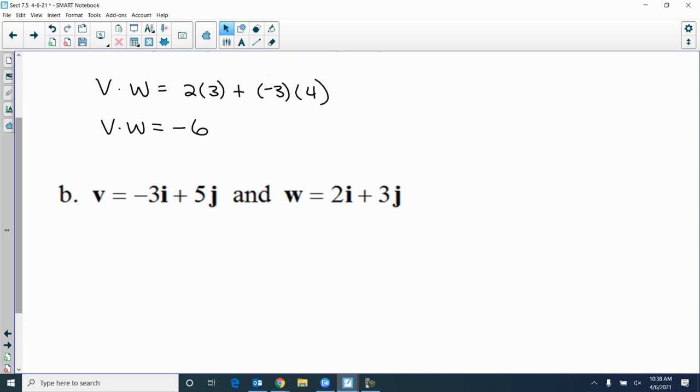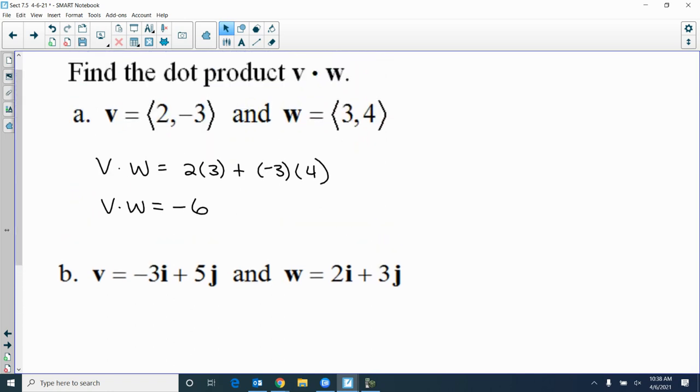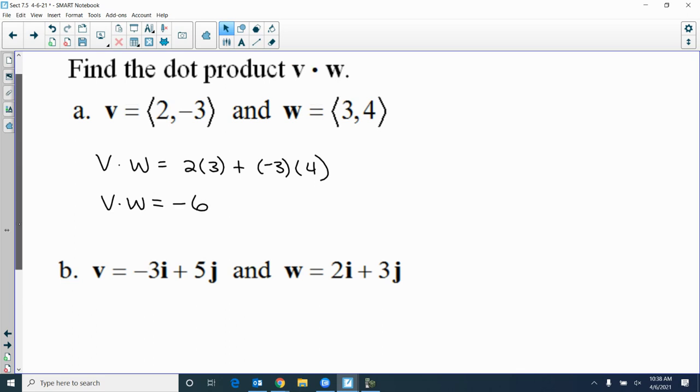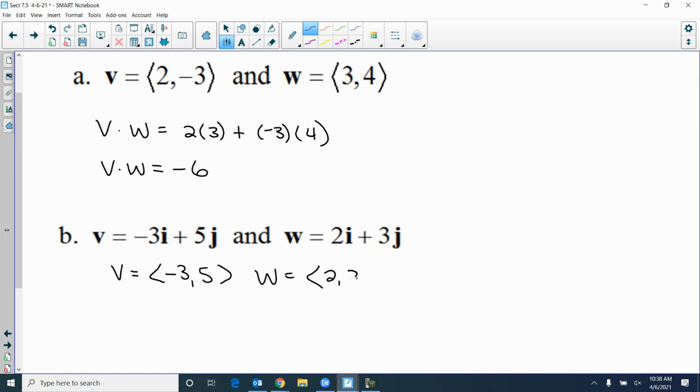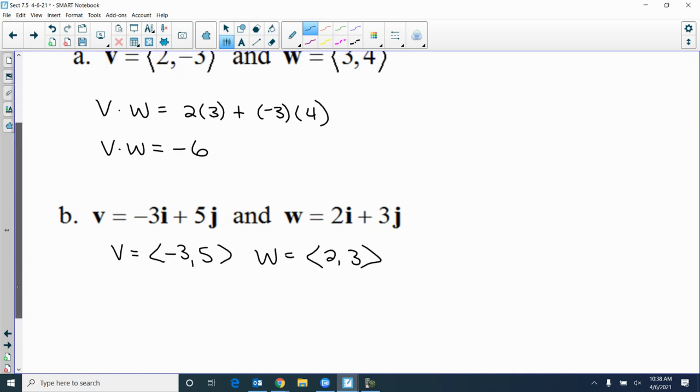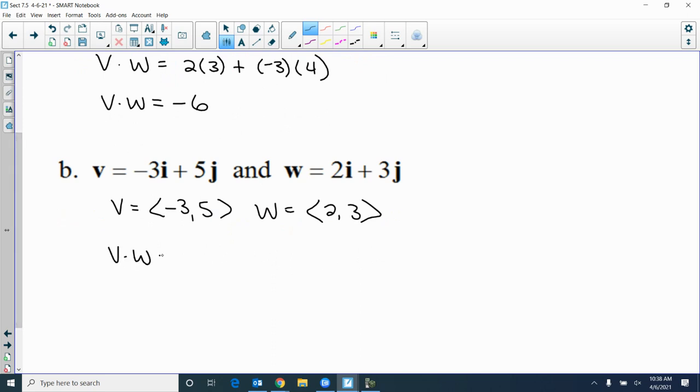Sometimes I can give you a position vector, or it can be in IJ form. Remember, they're interchangeable. If it's in IJ form, you can convert it to a position vector. You don't have to. But that would be the position vector negative 3, 5. W would be 2, 3. And then we would just do V dot W is negative 3 times 2 plus 5 times 3, and I get negative 6 plus 15, positive 9.